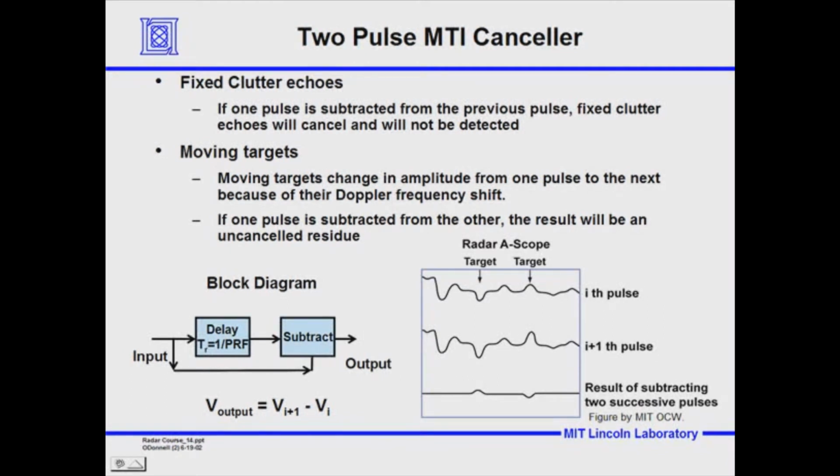And the 2 pulses that come back won't have a Doppler shift. The echoes will be exactly the same except for the noise. And if you just subtract one from the other, you'll get 0 except for the noise that was in the receiver. So you should be able to get rid of fixed clutter that's not moving at all. It will be canceled if you just subtract 2 pulses. Now moving targets, on the other hand, since there's a change in amplitude from one pulse to the next because of their Doppler frequency shift, there will be a residue. And if one pulse is subtracted from the other, the result will be that uncanceled residue.